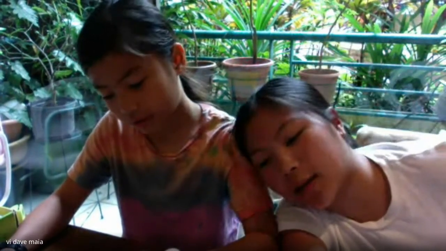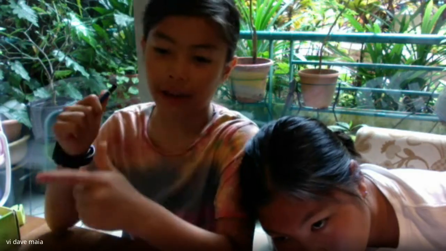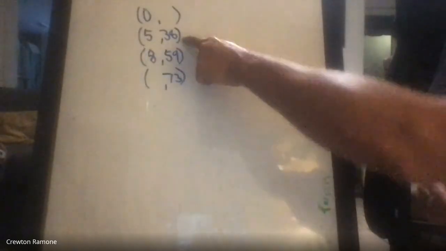What's the most amount of 5s I can count out of 38? 10, 15, 20, 25, 30. You can count 7 5s. 7, I like it. How many 8s can I count out of 59? 8, 16. You can count 7.